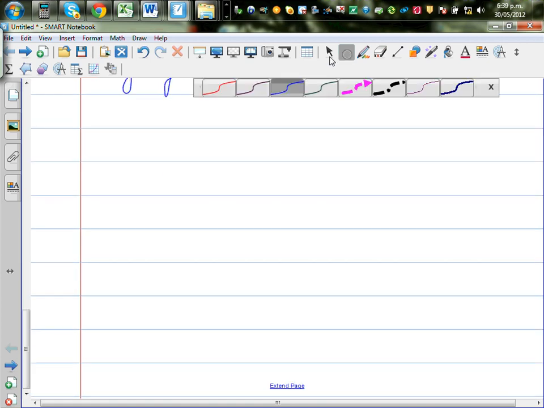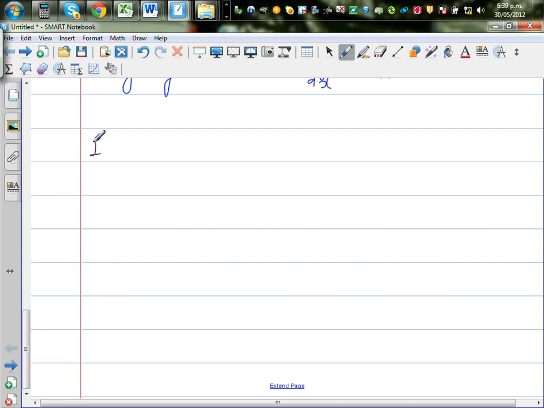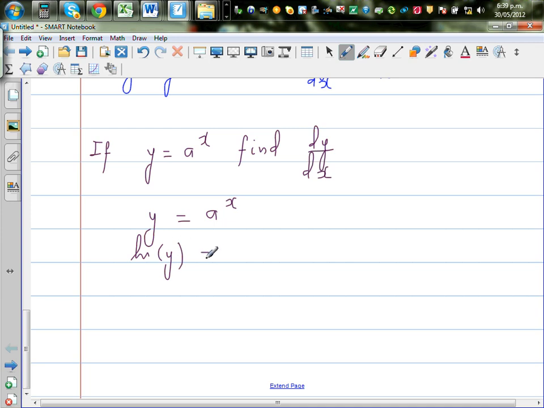We're going to use this. So now, if y is equal to a to the power x, find or prove the derivative, find dy by dx. Here, y is equal to a to the power x. So can I say take natural log on both sides? Natural log of y is equal to natural log of a to the power x. So natural log of y is equal to x times natural log of a.